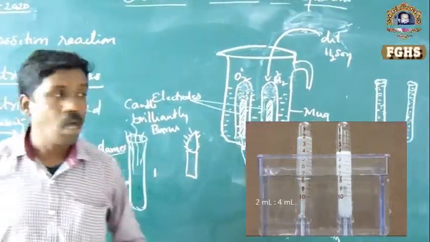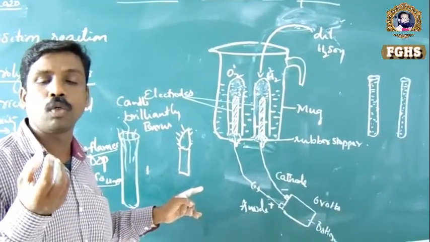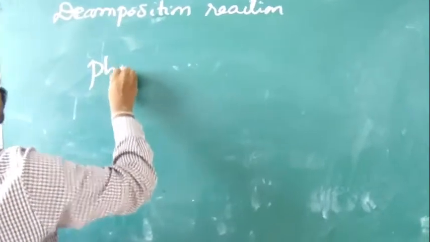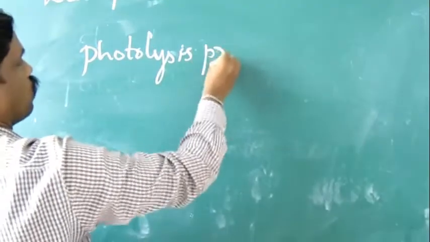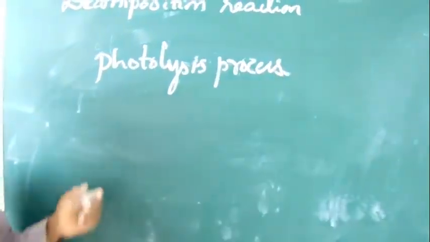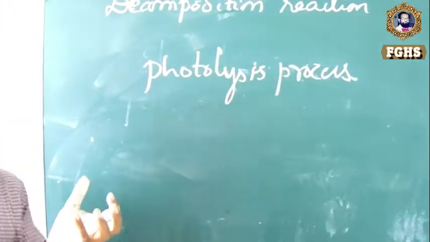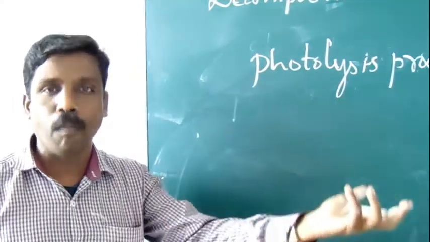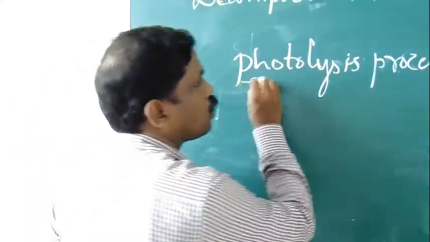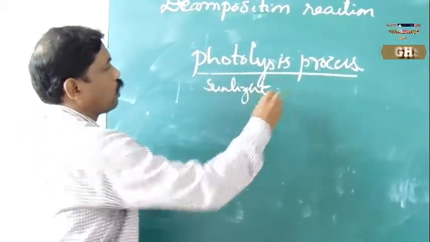Now let us move on to how a reactant gets decomposed due to sunlight. The photolysis process. What do we mean by photolysis? The decomposition reaction in which sunlight is used for the reactant to get decomposed. That is what we call the photolysis process. Here sunlight is used.